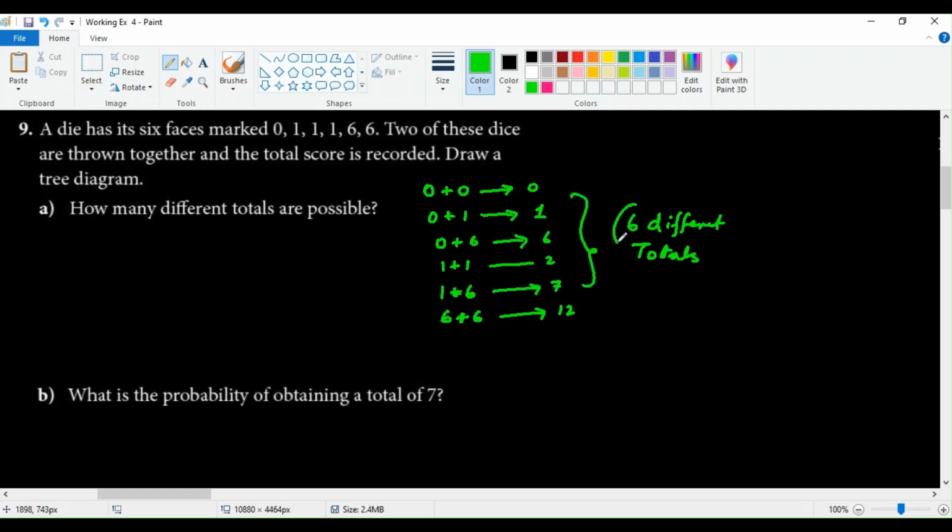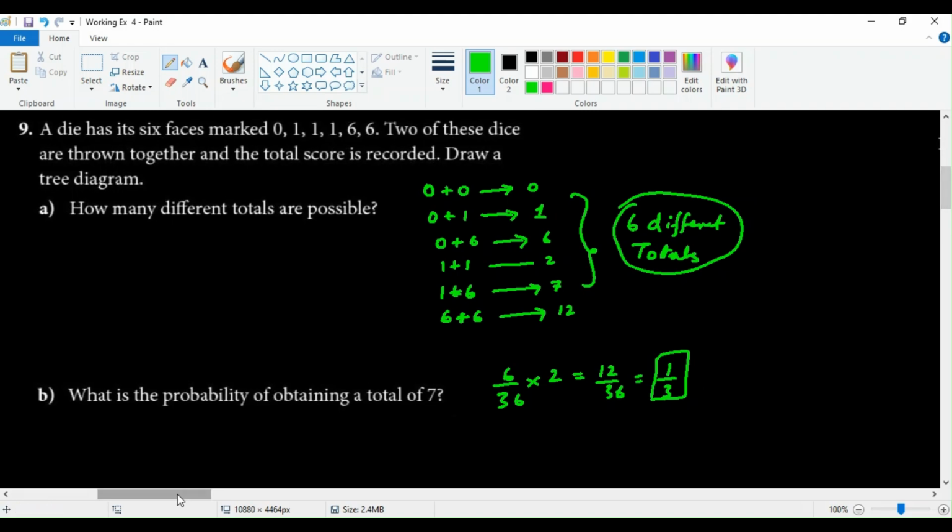This is the answer for the first part of the question. It says how many different totals are possible, so the answer is given over here. Now, what is the probability of obtaining a 7? That means 6 out of 36. 6 possibilities out of 36. And since it is 2, it's giving us 12 over 36, which is going to give us 1 over 3 as the answer for this part of the question.